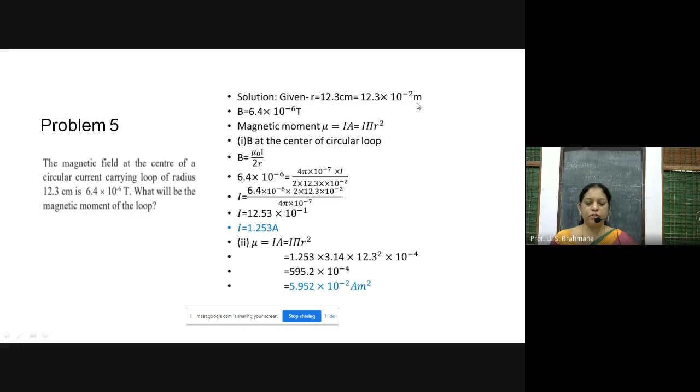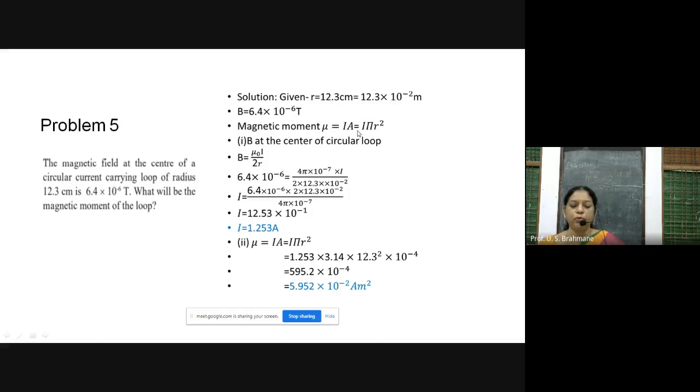Whatever is given, first write it down. R is equal to 12.3 centimeter, which is equal to 12.3 into 10 raised to minus 2 meter. Then B is equal to 6.4 into 10 raised to minus 6 Tesla. Then magnetic moment is asked. What will be the magnetic moment? So magnetic moment, or magnetic dipole moment, mu is equal to IA, where A means area.